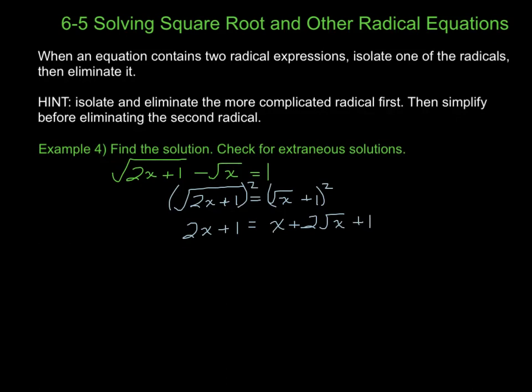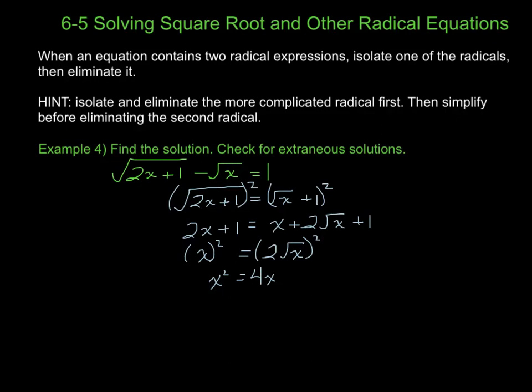So now that we've gotten the more complicated radical gone, we can focus on the other radical. So let's isolate that one now. We need to subtract x from both sides, and we need to subtract 1, and that will give us x equals 2 square roots of x. Now, you can divide by 2 on both sides first if you want, or you can go ahead and just square both sides. Either way is fine. Squaring both sides, we'll get x squared equals 4x.